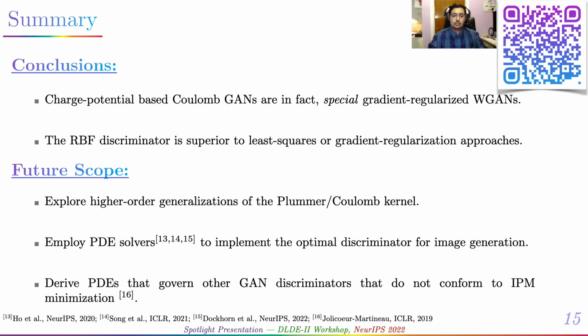As part of our future scope, we will explore higher order generalizations of the Plummer kernel, as well as consider extensions of RBFCoulombGAN in generating images. One could also consider analyzing other GAN costs that don't conform to divergence or IPM minimization, derive similar PDEs that govern the optimum, and design network architectures inspired by them.